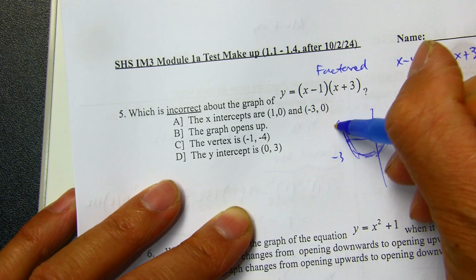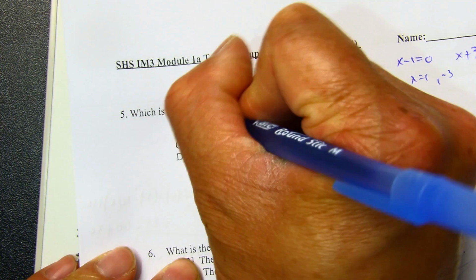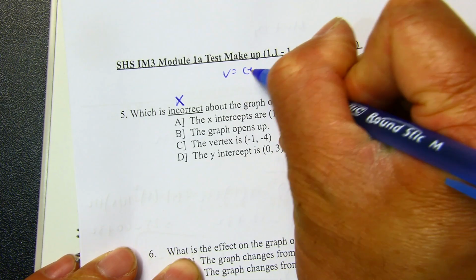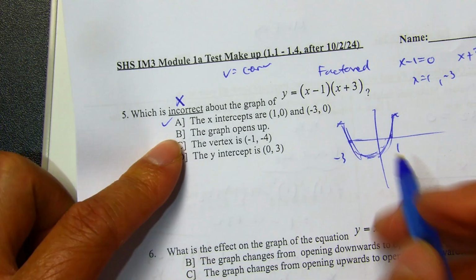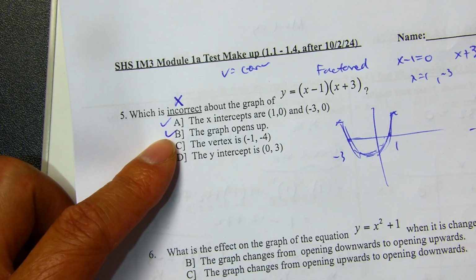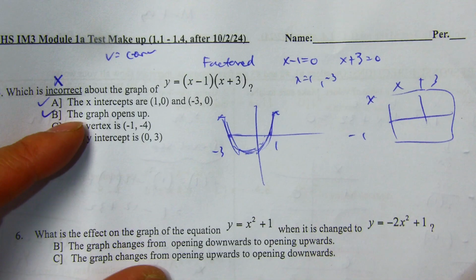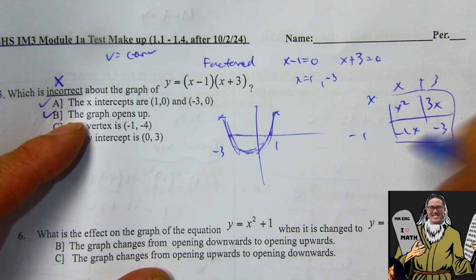Okay, so we know it opens up because it's going to be positive. You could expand it, but it's asking which one is incorrect. So I'm going to put an X for wrong or incorrect and a check for correct. So yes, those are my solutions or intercepts. The graph opens up. You can use the box method or FOIL to show the quadratic trinomial. Okay, here I'm showing that right here.